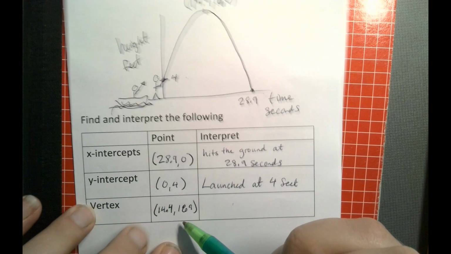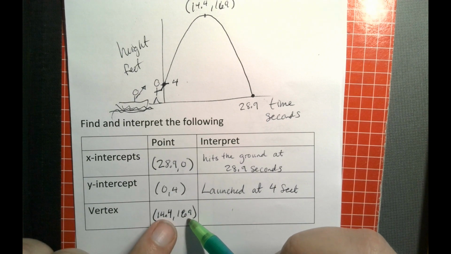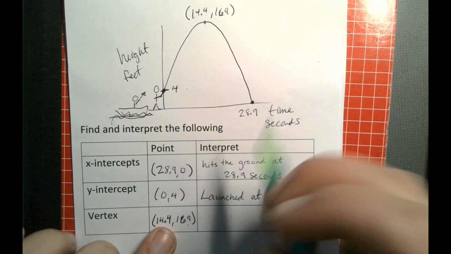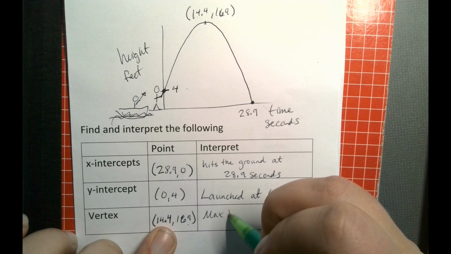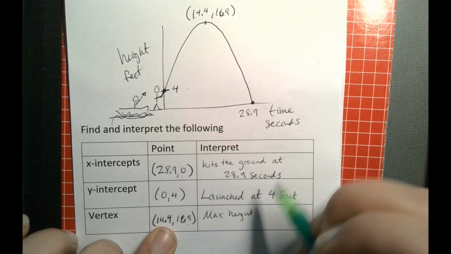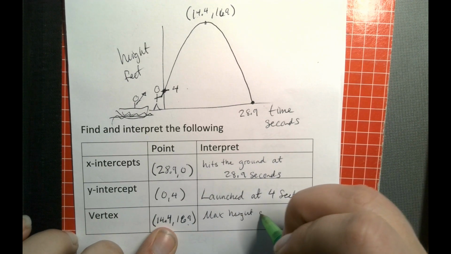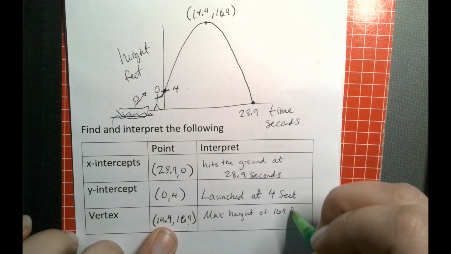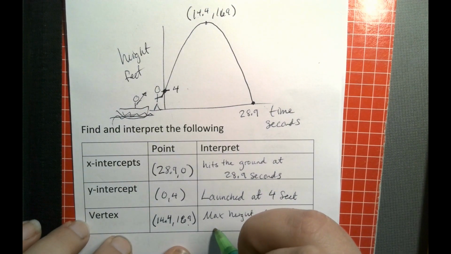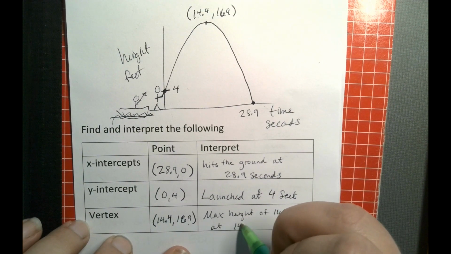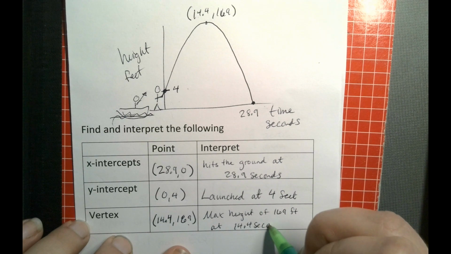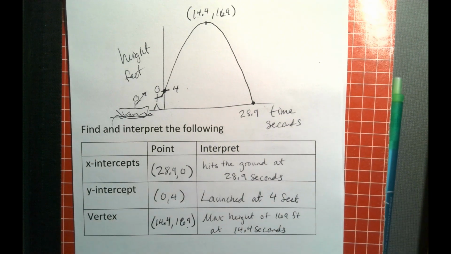Vertex, what does this mean? Which one of these is how high it is? 169. So the maximum height is 169 feet. When? At 14.4 seconds.